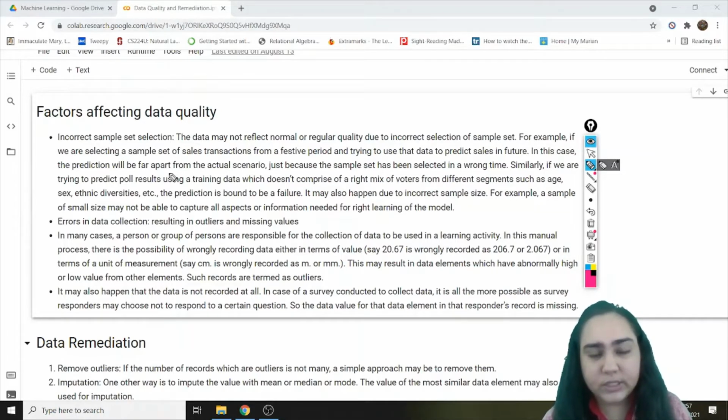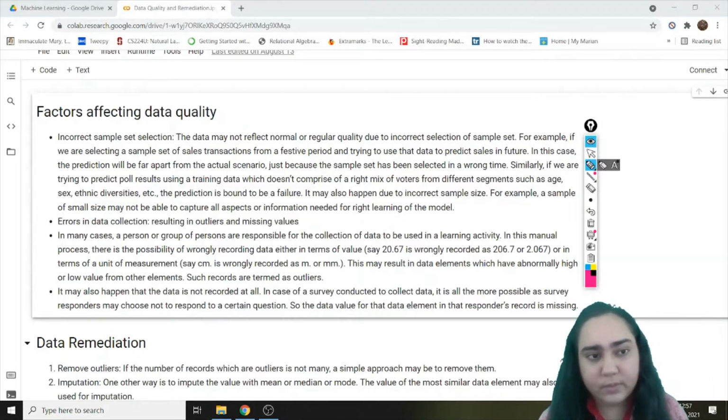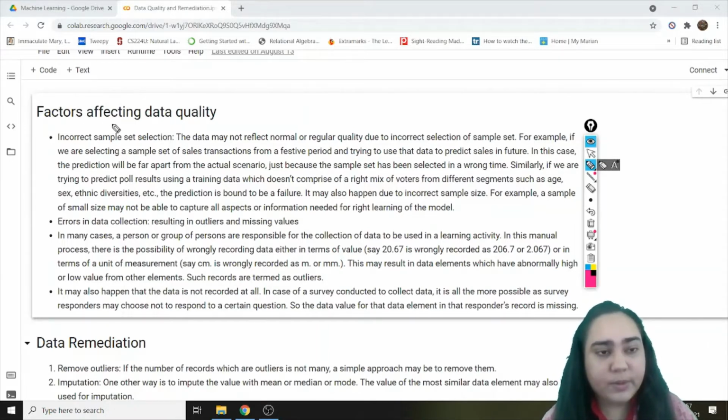I'm Jivita Christie, and in this video, we are going to talk about what factors can affect the quality of your data, as well as what you can do to improve the quality of your data. So let's begin. First, we'll talk about factors that can affect the quality of your data.